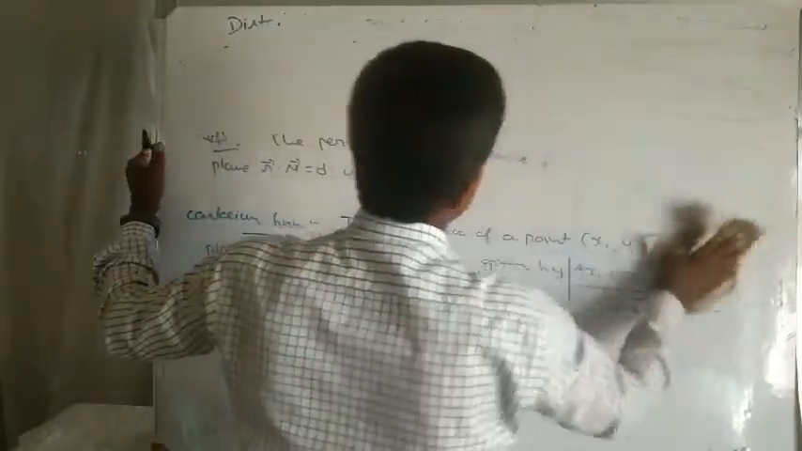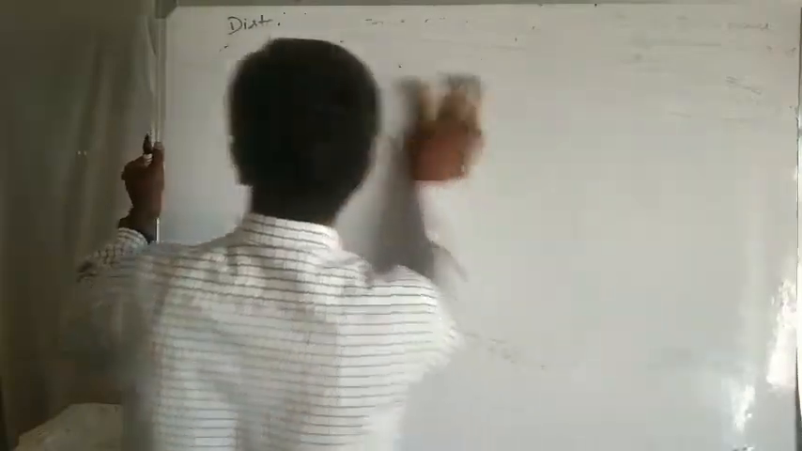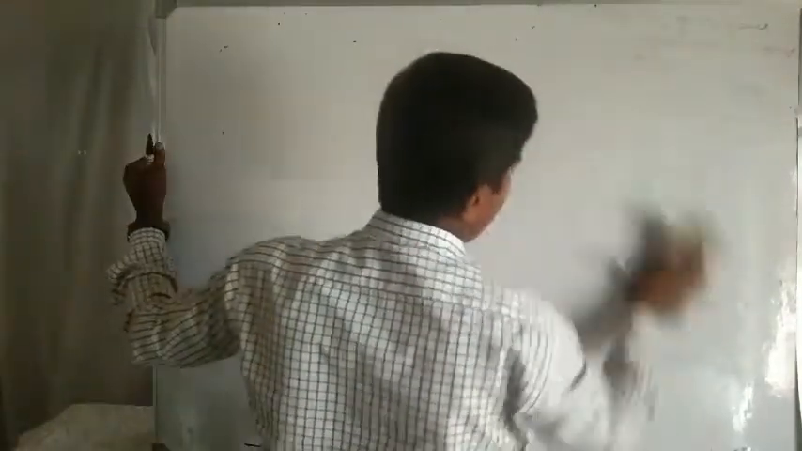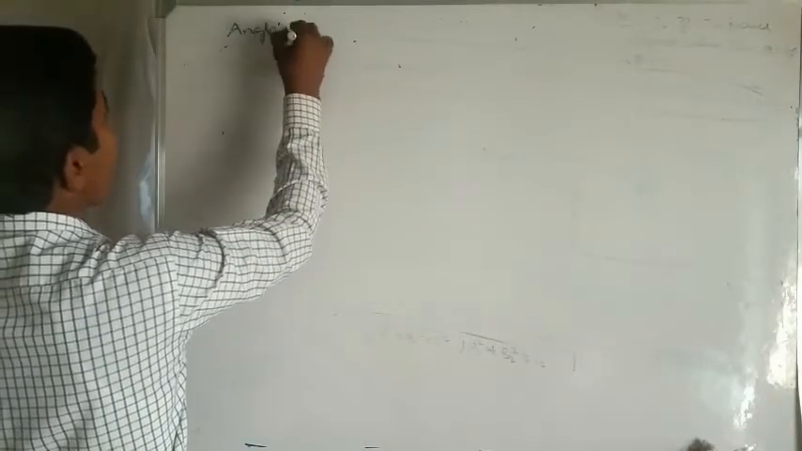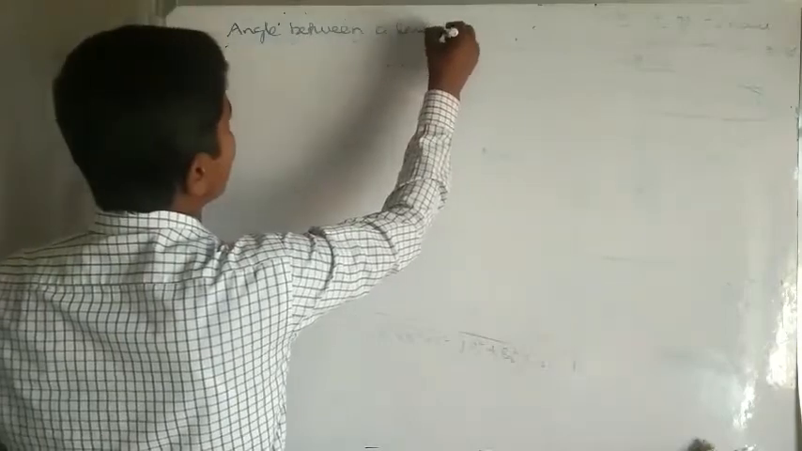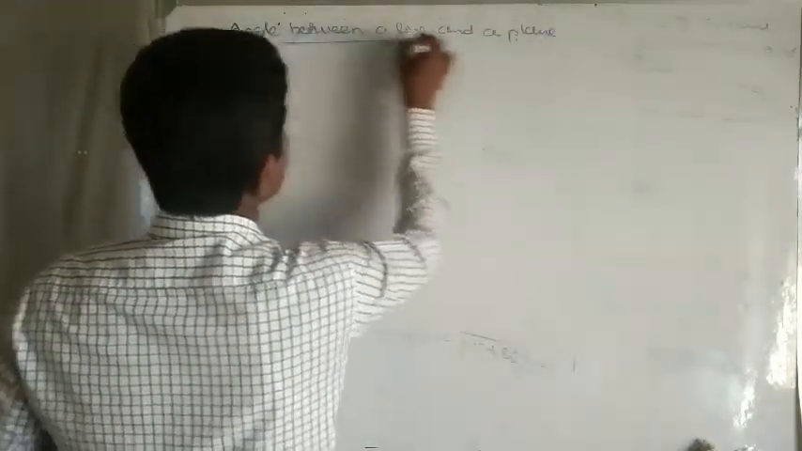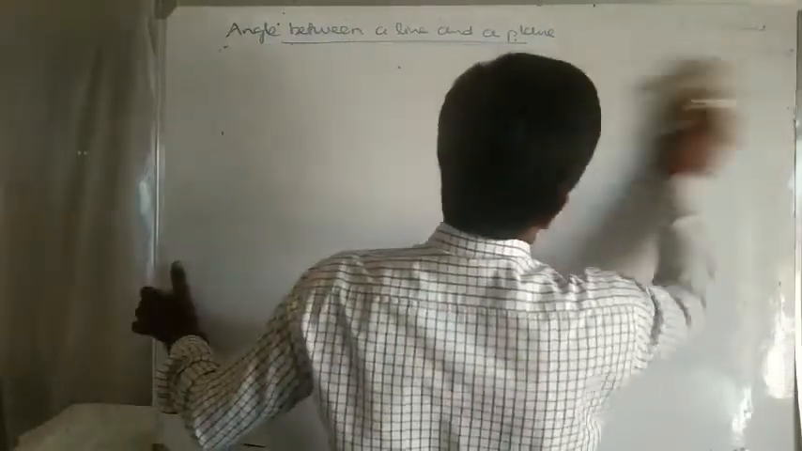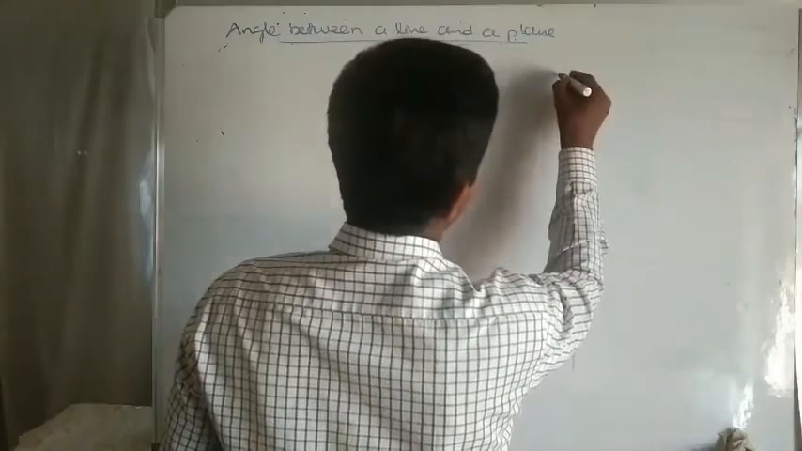So next and last one, angle between a line and a plane. Consider a plane.